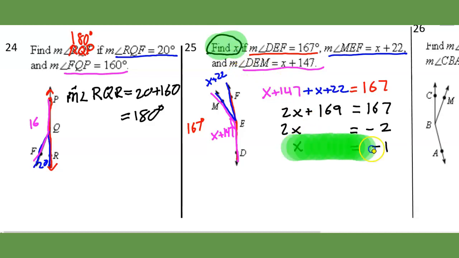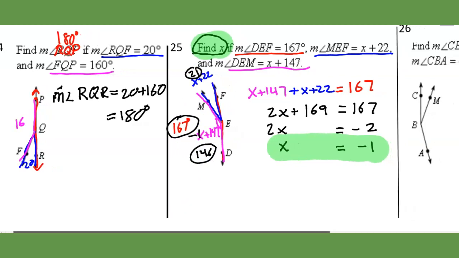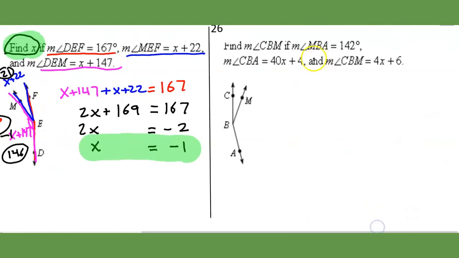But we could verify just to make sure everything adds up to 167 by substituting back in. So if x is -1, that would make this 146 degrees, and that would make this 21 degrees, and sure enough, 21 plus 146 does equal 167 degrees. All right, a little bit more here.